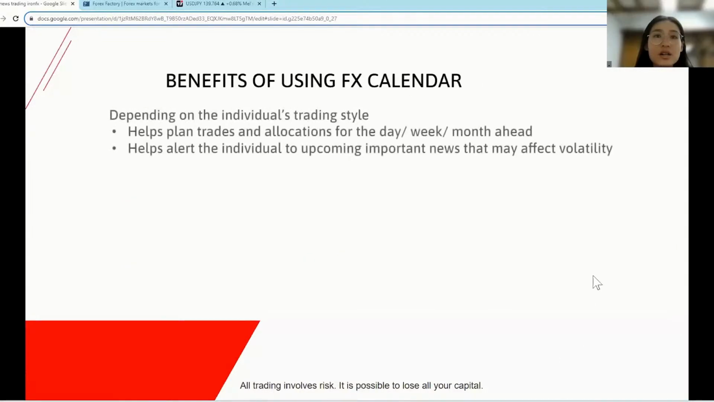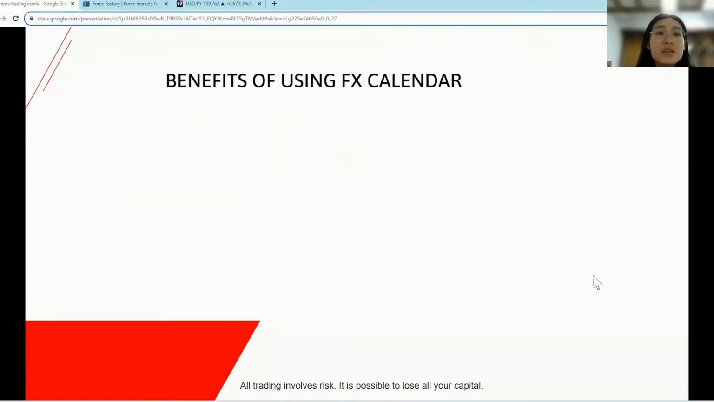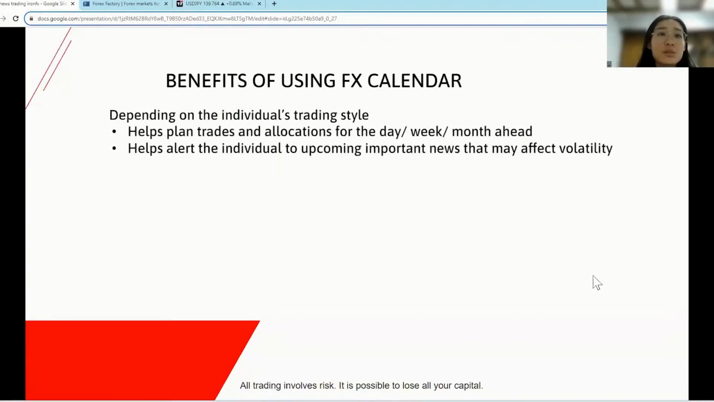We briefly touched on this already, but let's recap some of the benefits of using an FX calendar. It really depends on whether you are a long-term trader or short-term trader, but we've shown here a couple of trading strategies for you to use even if you are a long-term trader. Generally, it helps you to be alert to upcoming important news that may affect volatility as well.